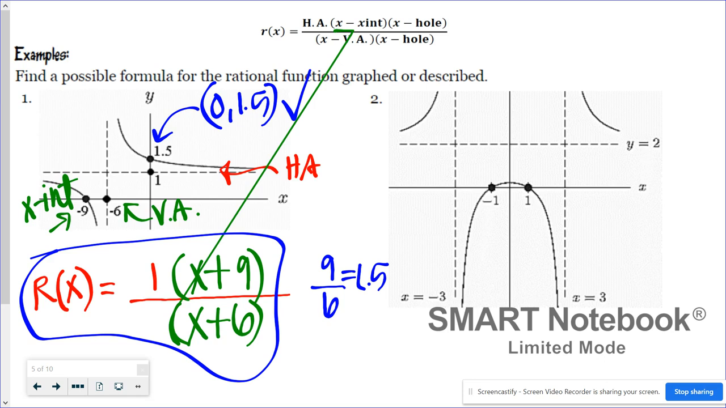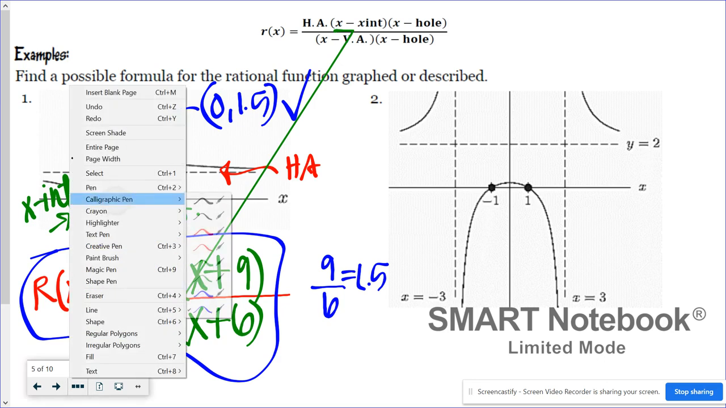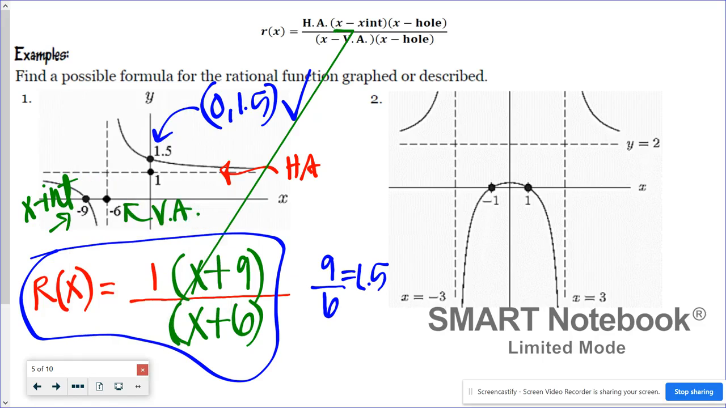So why don't you pause this now, try number 2, and then check back in with me. Okay, so let's see how you did on problem number 2. I'm just going to get my quotient up and going.